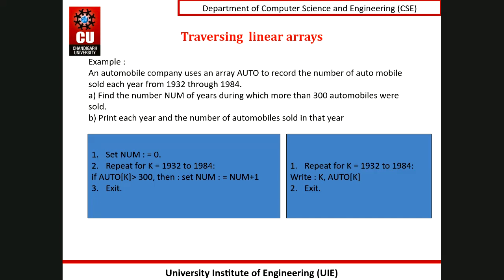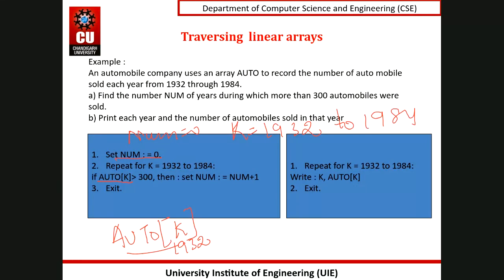See, this is the algorithm. You will start with a count variable. I have taken a count variable here, the number variable. Now K will initialize from 1932 and go up to 1984. Every time, we check the value stored at auto of K, where auto is the name of the array and K is the index of that array. Auto of K will give the number of vehicles stored in 1932.